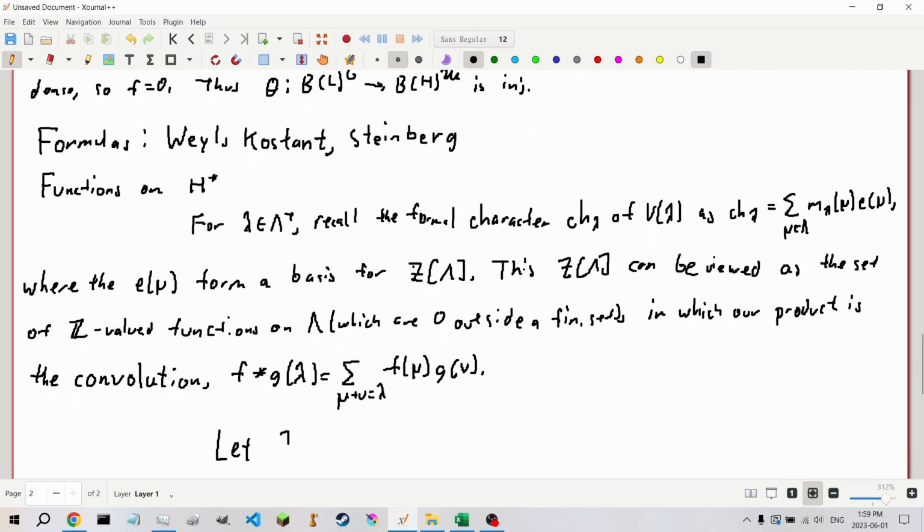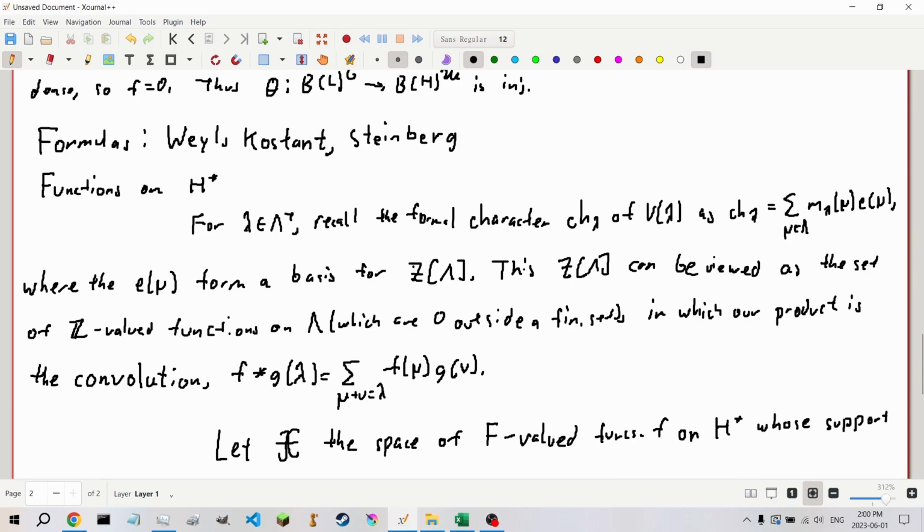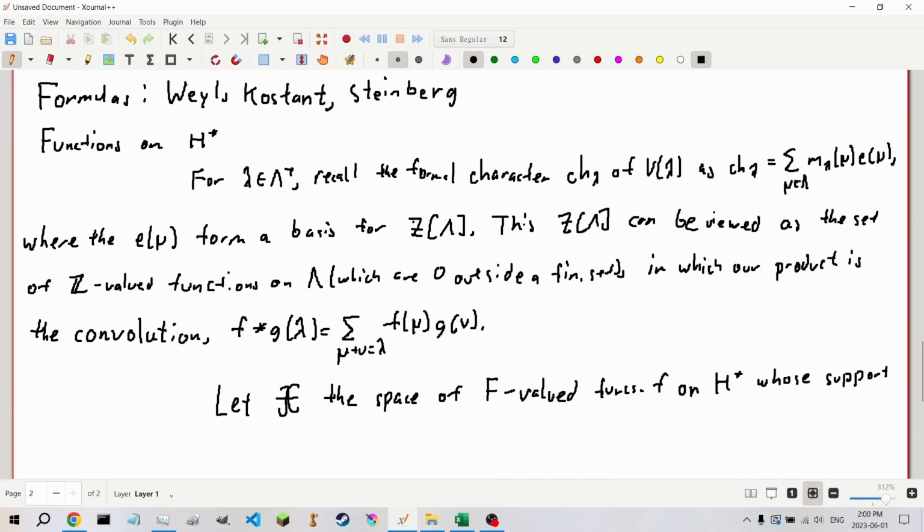Now we're going to let this fancy X be the space of all F valued functions f on h star whose support, which we call just the set of, it's basically the inverse image of everything except for 0. It's the complement, I believe, of the kernel. It's going to be any lambda in our h star which doesn't evaluate to 0 on f.